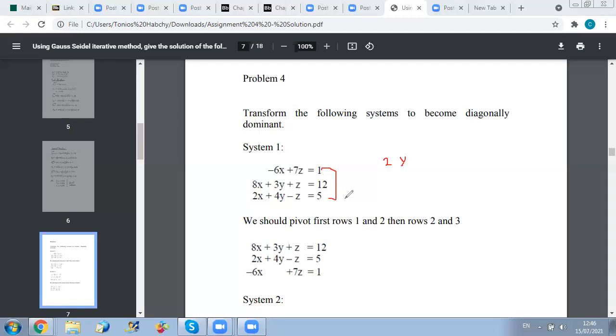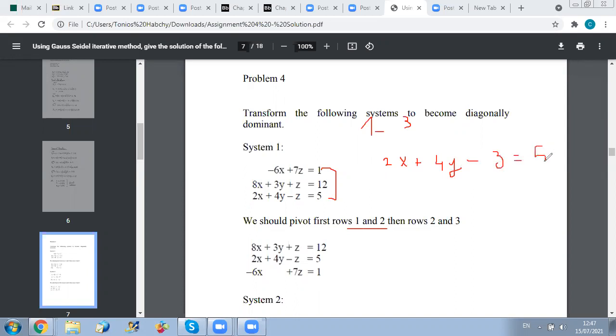Now I can do several strategies. I can start by doing a switch between 1 and 3, then do a second switch, or I can start by pivoting 1 and 2. Both of them will work in the end. If I decide to pivot 1 and 3 first, what happens? I get 2x plus 4y minus g equals 5.